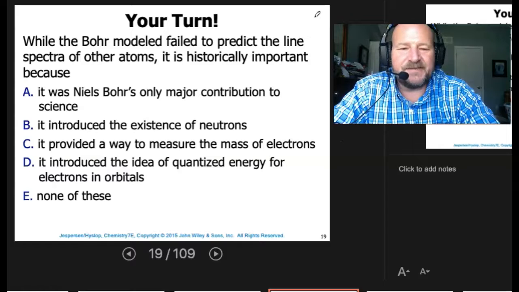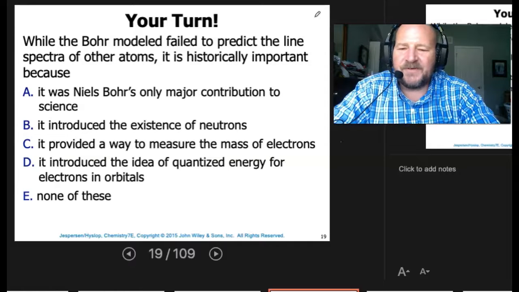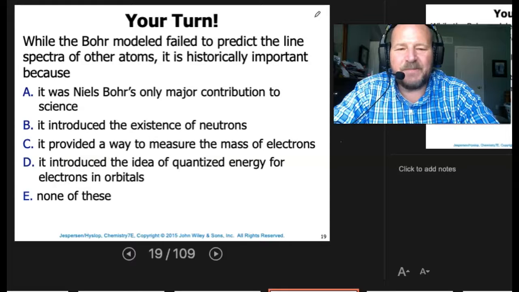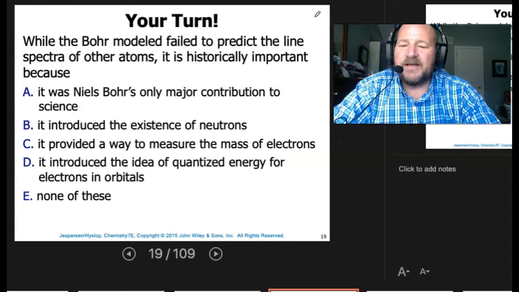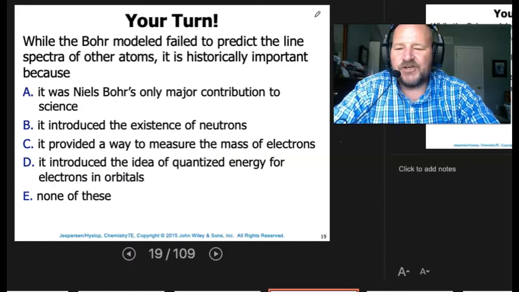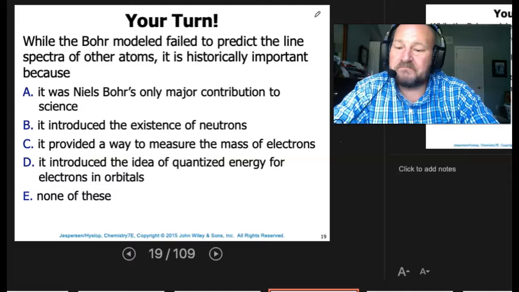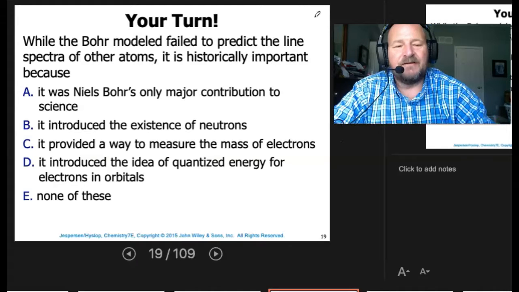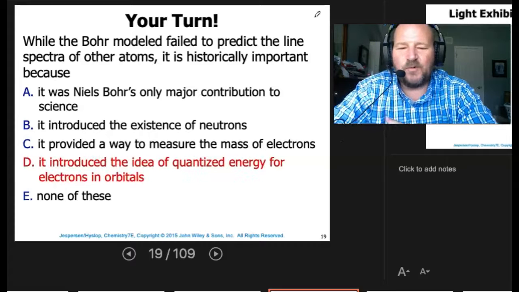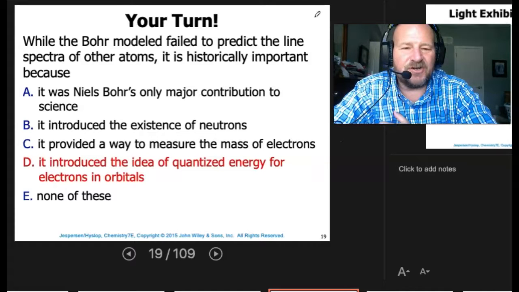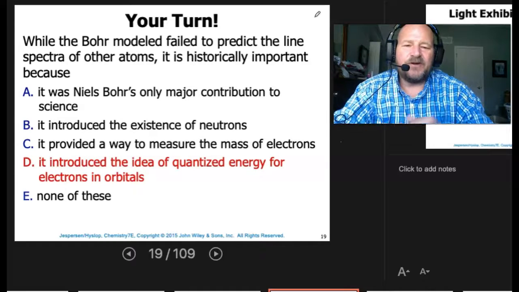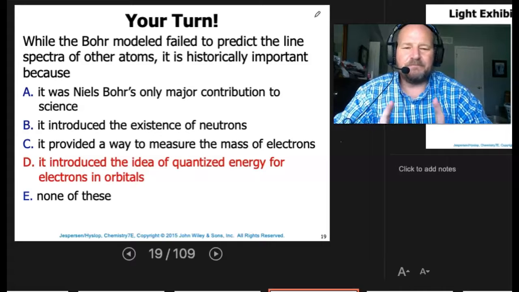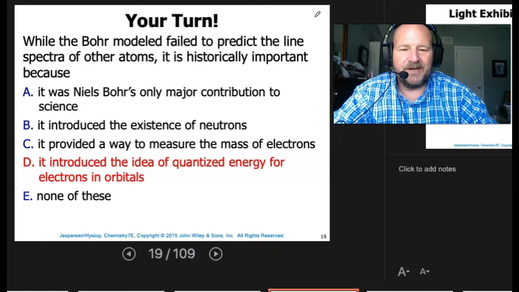It introduced the existence of neutrons. Didn't see anything in there about a neutron, did you? It provided a way to measure the mass of electrons. No, that was Millikan. Millikan did that. It introduced the idea of quantized energy for electrons in orbitals, or none of those. Right, it introduced the idea of quantized energy for electrons in orbitals. So overall, his theory may have failed, but the man was definitely onto something, right?